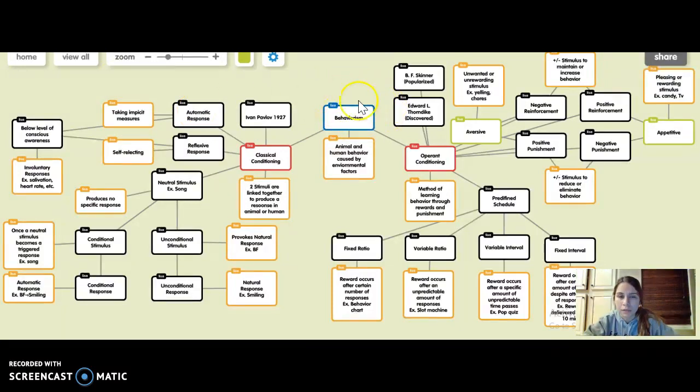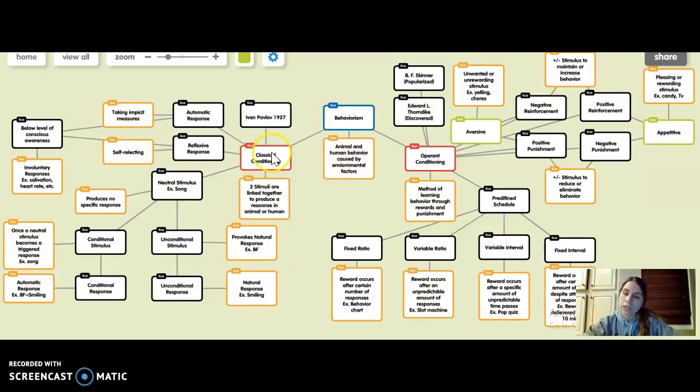So right here in the middle of my cursor, you're going to see the term behaviorism. And then there's going to be a left side, which explains classical conditioning, and a right side, which explains operant conditioning. The terms are in the black boxes, and linked to them are the descriptions or the definitions in the orange boxes. So let's get started.